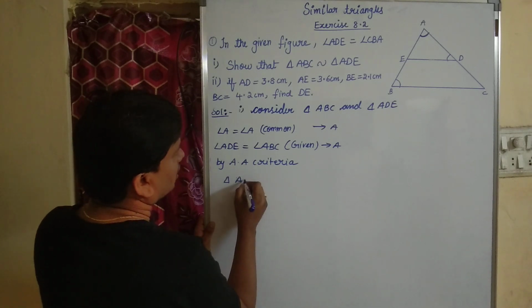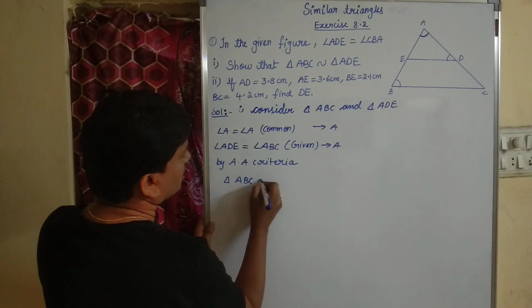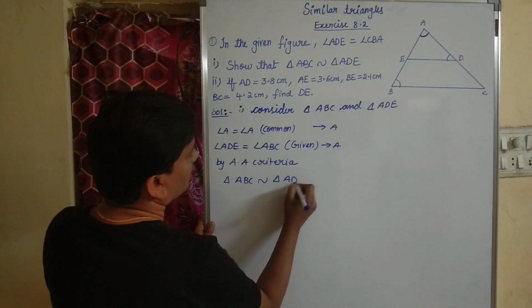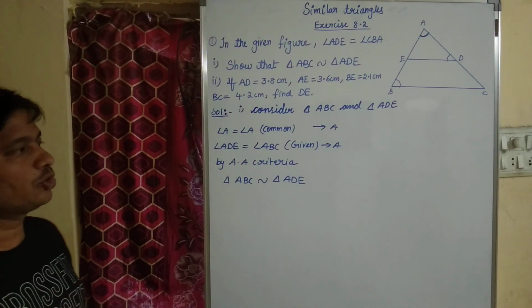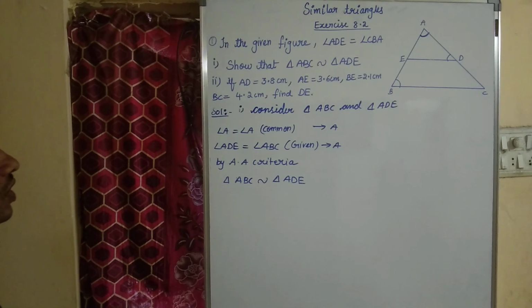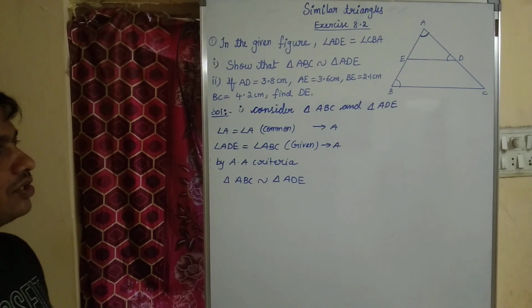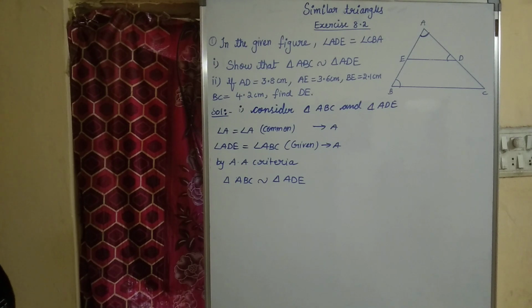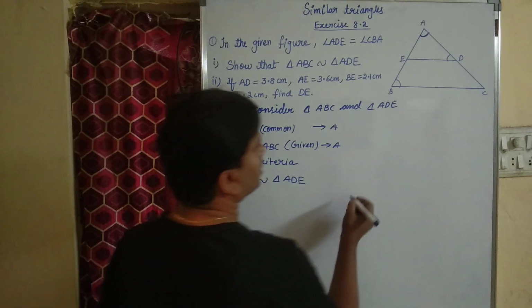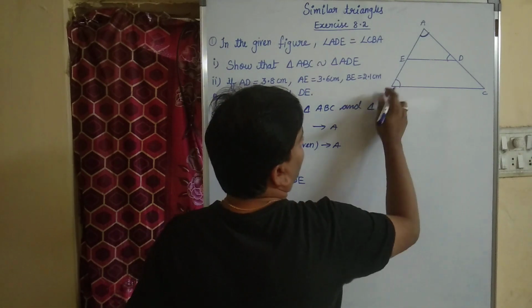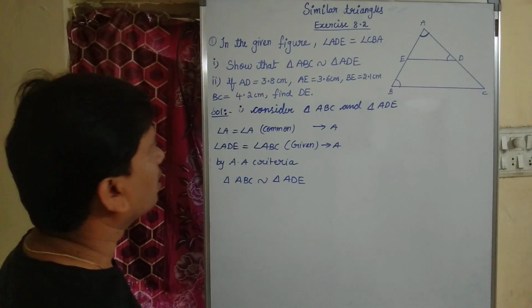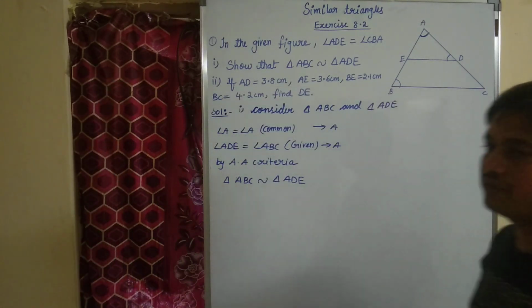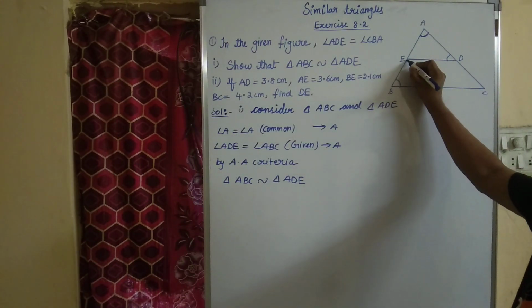triangle ABC is similar to triangle ADE. By AA criteria, we can say that the two triangles are similar. Now coming to the second one, they are asking to find the value of DE. Our two triangles are the big triangle ABC and the smaller triangle ADE. Actually, they are asking to find the value of DE.